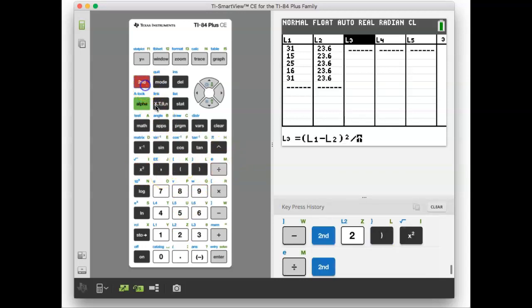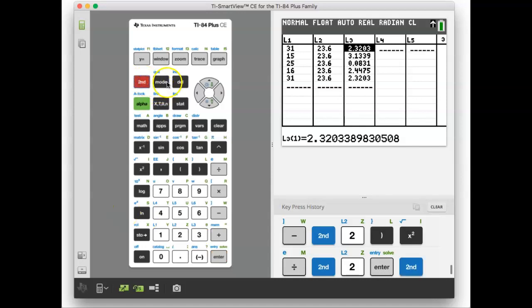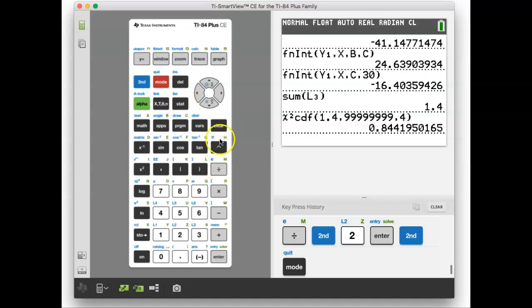And then we'll divide by list 2. There we go. So these are the individual contributions to our chi-square test statistic. And then we just want to add those up to get our single chi-square test statistic. So go ahead and quit to the main screen.